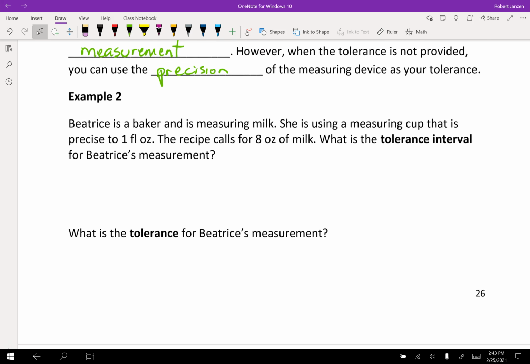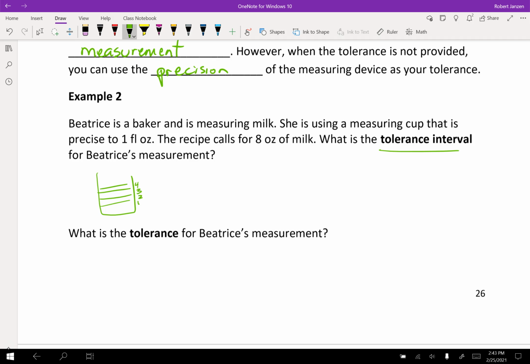So this baker is measuring milk. She is measuring using a measuring cup that is precise to 1 fluid ounce. The recipe calls for 8 ounces of milk. What is the tolerance interval for Beatrice's measurement? Well, let's think of a measuring device here. It's saying that these are going up by 1. The markings are, or the precision is 1 fluid ounce.